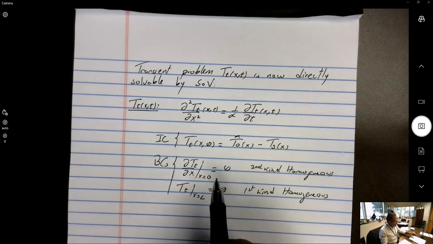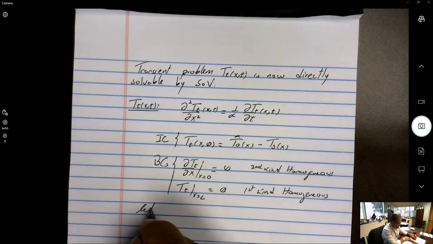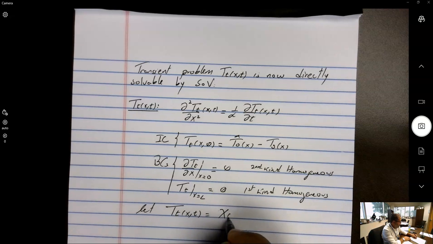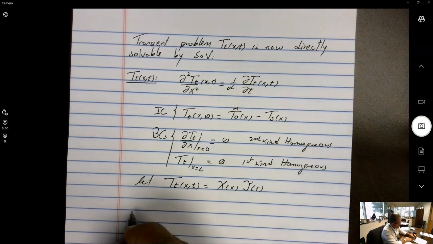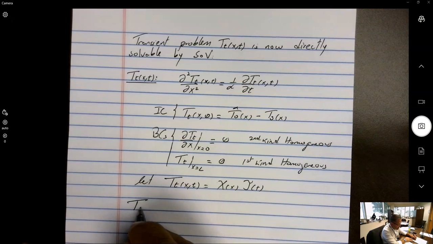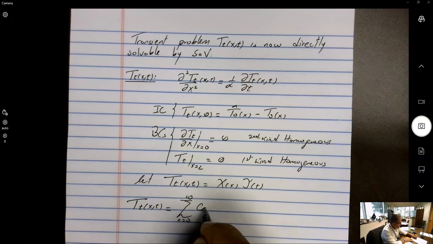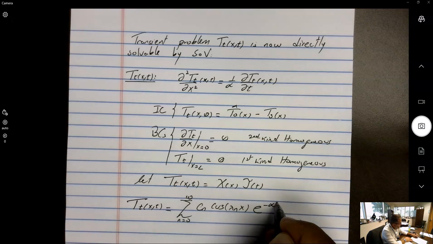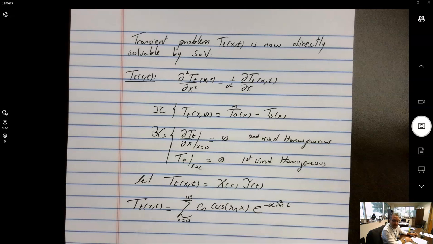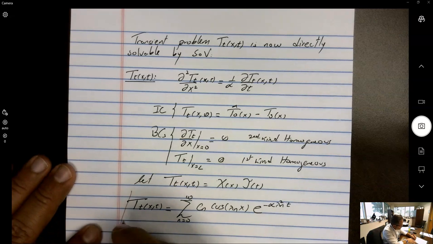So we go through the process of separation. Let T of x comma t be equal to some X of x, tau of t. We find the tau solution to be exponential decaying. And at the end of the day, we find that T transient of x comma t is equal to the summation from n equals 0 to infinity of Cn cosine of lambda n x e to the minus alpha lambda n squared t. This is the general solution.